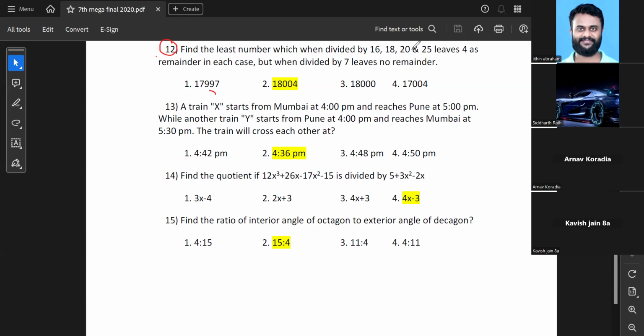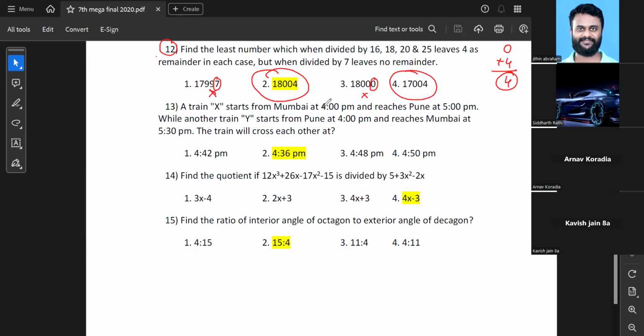Any number which is divisible by 20 will have 0 in the end. So after dividing, if 4 is the remainder, whatever was 0, with that the remainder is 4, which means the end should have 4. This much you should understand. So this will not work because it has 7. This will also not work. 1 and 3 are not possible. So you can try this and this.